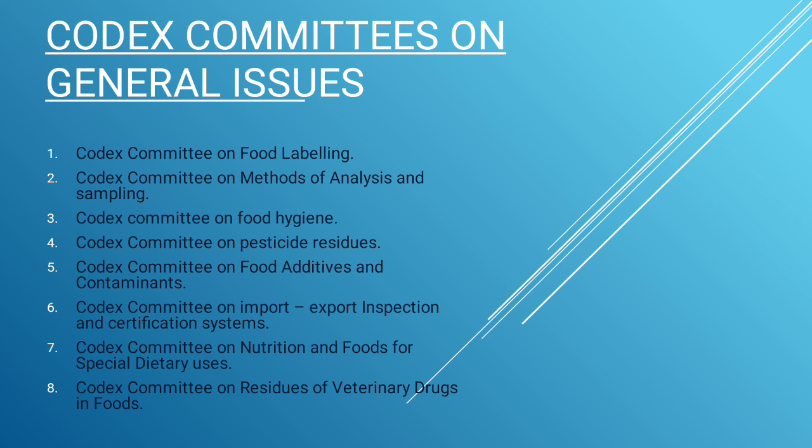Now, the Codex committees on general issues. Codex committees generally work on the issues of food labeling, methods of analysis and sampling, food hygiene, pesticide residues, food additives and contaminants, export inspection and certification systems, nutrition and foods for special dietary uses, and residues of veterinary drugs in foods. So these are the 8 general issues which Codex committees have to act on.